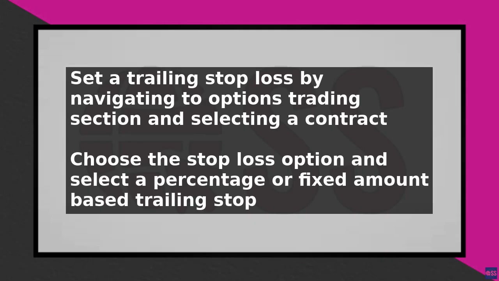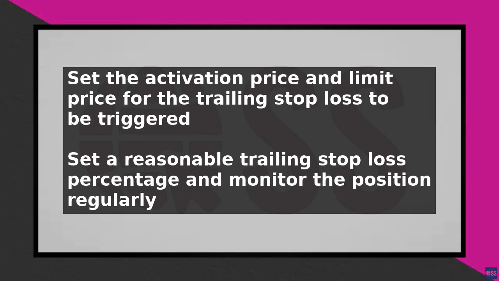Next, set the activation price, which is the price at which the trailing stop loss will be triggered. This can be the current market price or a specific price level you want to set. You can also set a limit price, which is the price at which the position will be closed when the trailing stop loss is triggered.